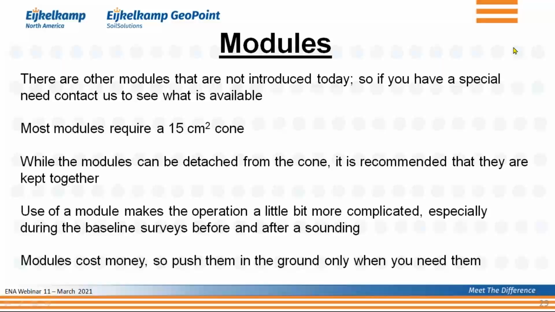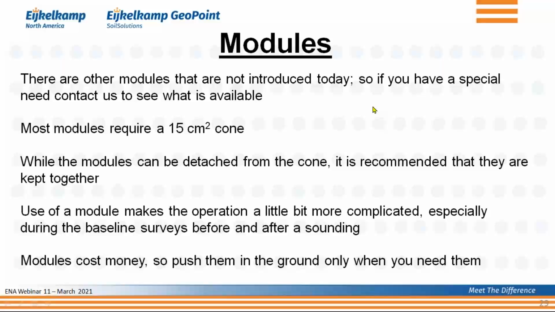And therefore, it's a little bit more complex, a little bit more of a hassle to do those baseline surveys before and after the sounding, because it has to be free hanging. That means it cannot touch the soil yet. And obviously, if you have a longer device, you need more space underneath your clamp to do that. And that may be sometimes a little bit of a hassle. So that too is a good reason to only use a module when you really need it.